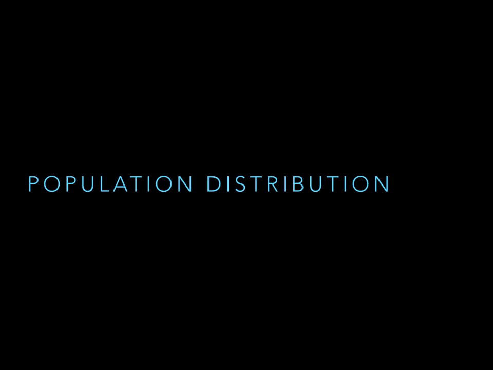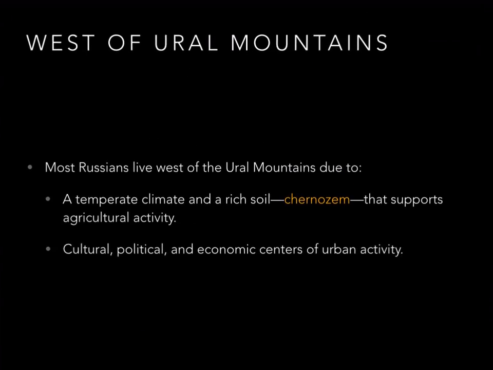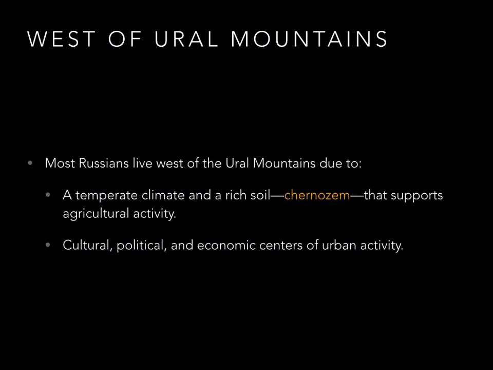Population distribution. West of Ural Mountains. Most Russians live west of the Ural Mountains due to the temperate climate and rich soil in the area. The rich soil is known as Chernozem. This supports a lot of agricultural activity. Also, west of the Ural Mountains, there's a lot of cultural, political, and economic centers of urban activity.